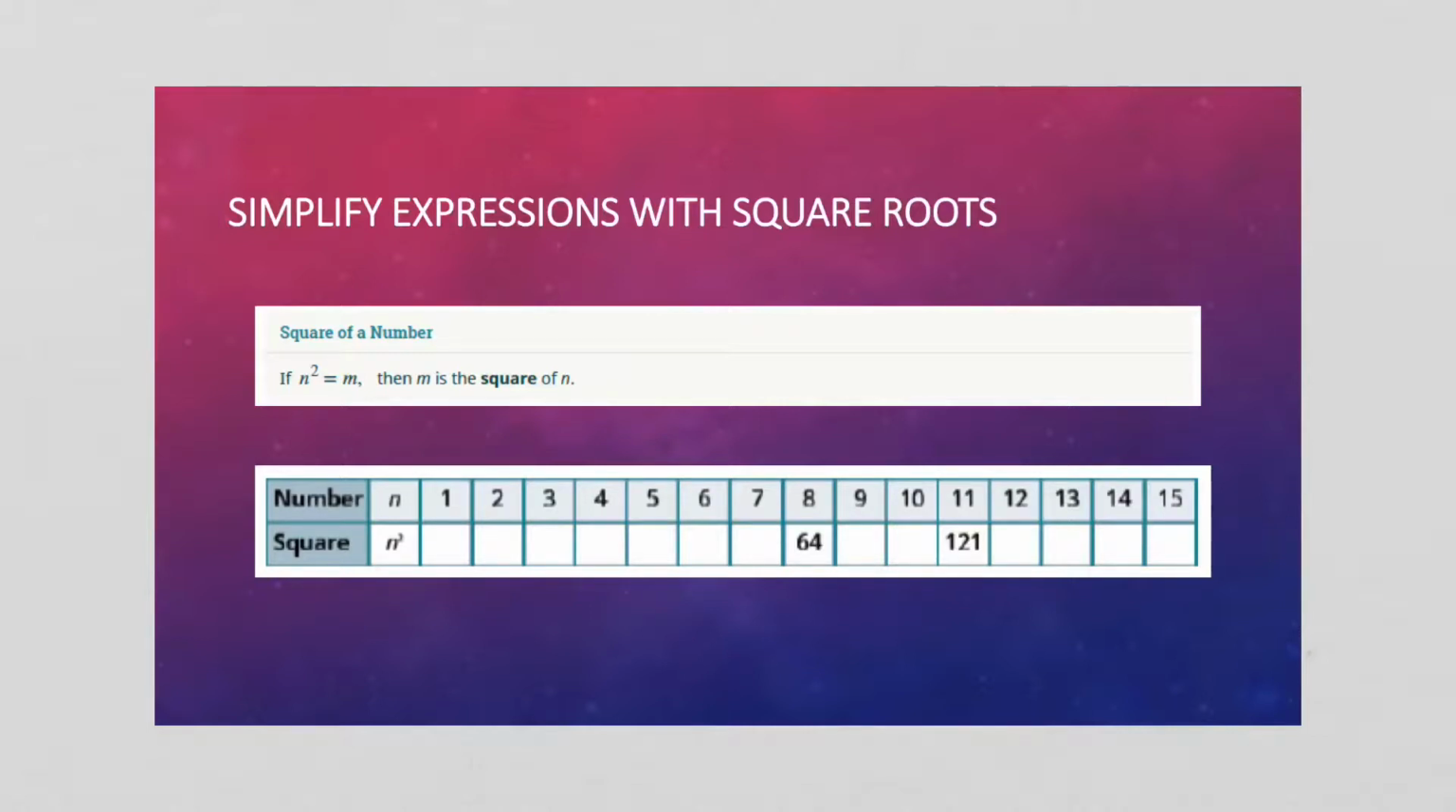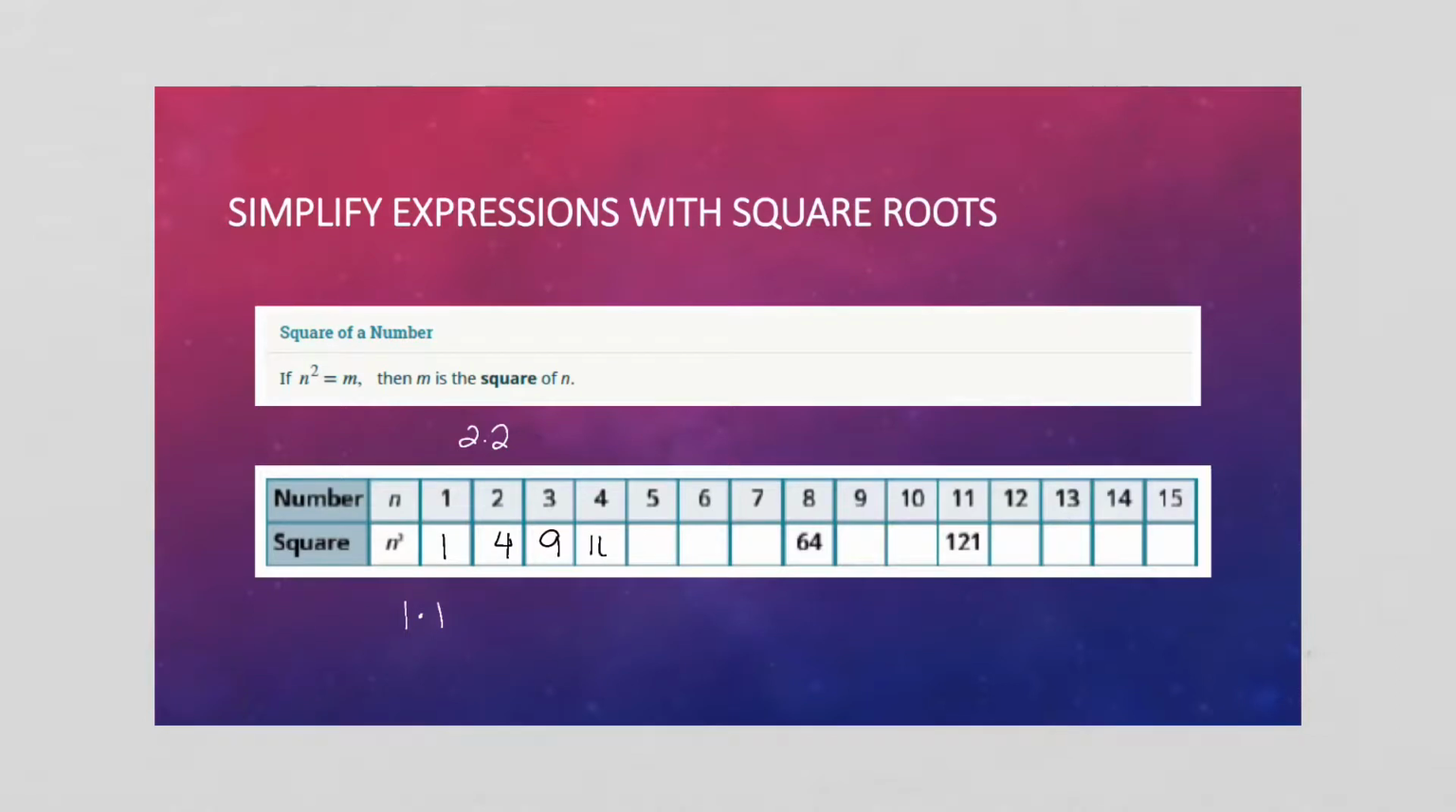1 squared means 1 times 1. So whenever I say 1 times 1, I mean 1 times itself. And what is 1 times 1? 1 times 1 is 1. Whenever I'm talking about 2 squared, I'm talking about 2 times 2, which is 4. 3 times 3. 3 squared is 9.